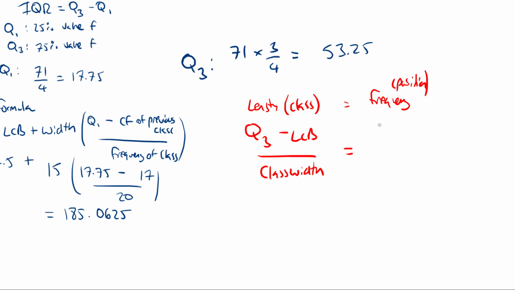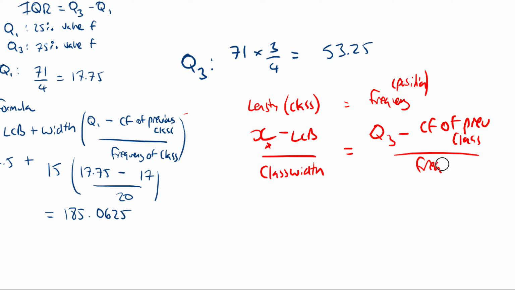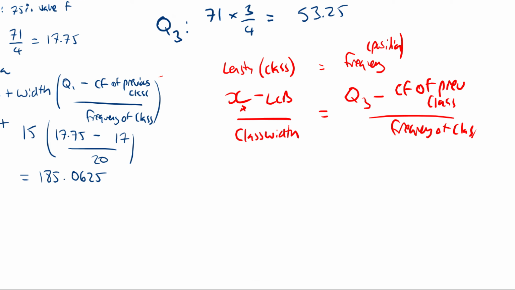And on the right-hand side, it's going to be our Q3. Q3 is the value that we're interested in, I suppose. So it's not Q3 as in Q3 is going to be the value, so let's say X, where X is the value we're interested in. And on the right-hand side is going to be our Q3 that we already know. So Q3, our position, minus the cumulative frequency of the previous class, divided by the frequency of the class. So it's a very similar idea to what we've done before. From here, we then plug it in.